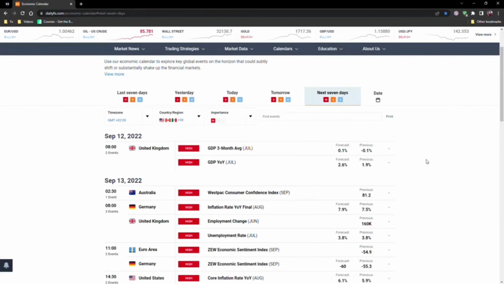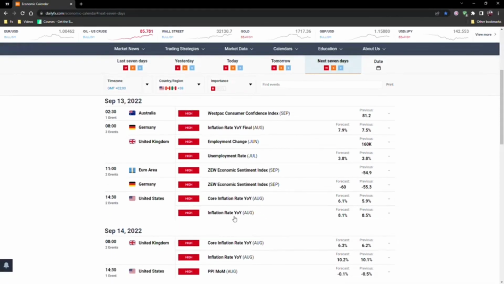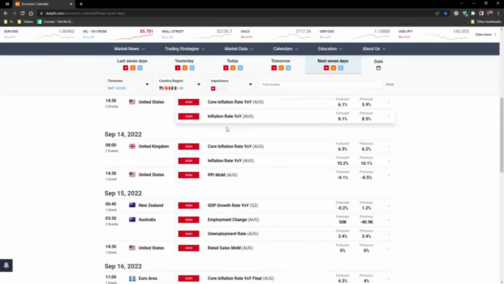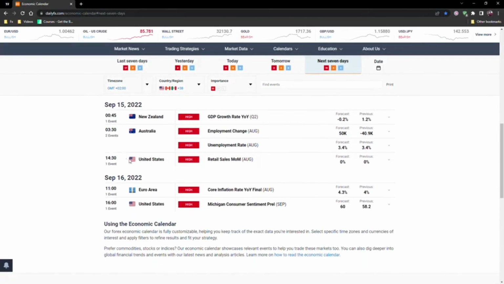Right, we are looking at the economic calendar for the fundamentals. On Monday the 12th we'll have nothing. On Tuesday we have the inflation rate for US, and then the inflation rate again for Germany, right? On Wednesday, nothing. On Thursday we have the retail sales, and on Friday, not really. The core inflation might also have an impact.